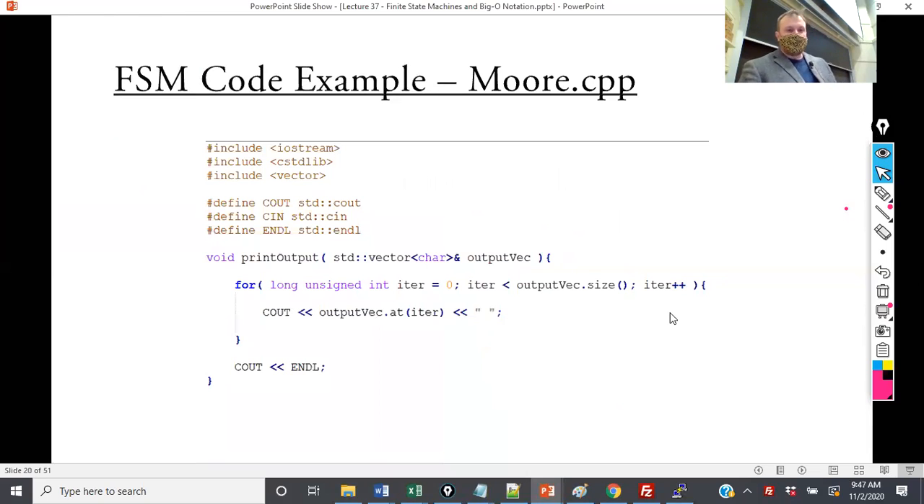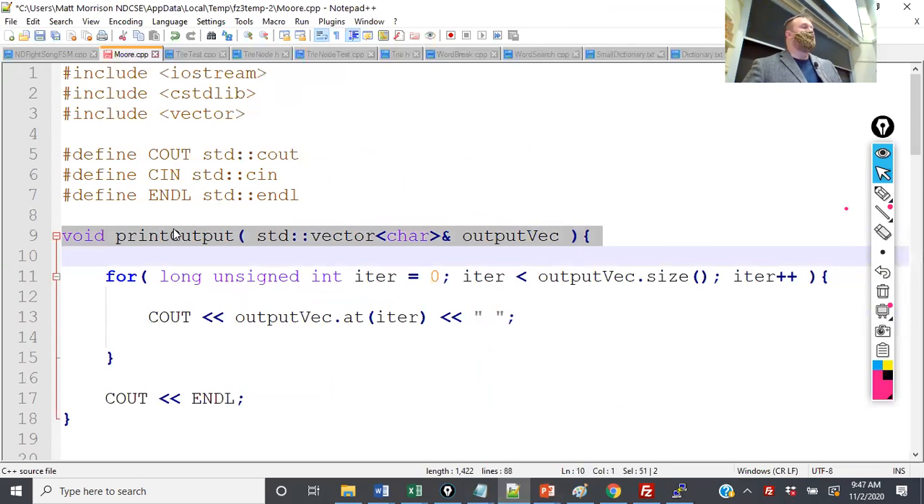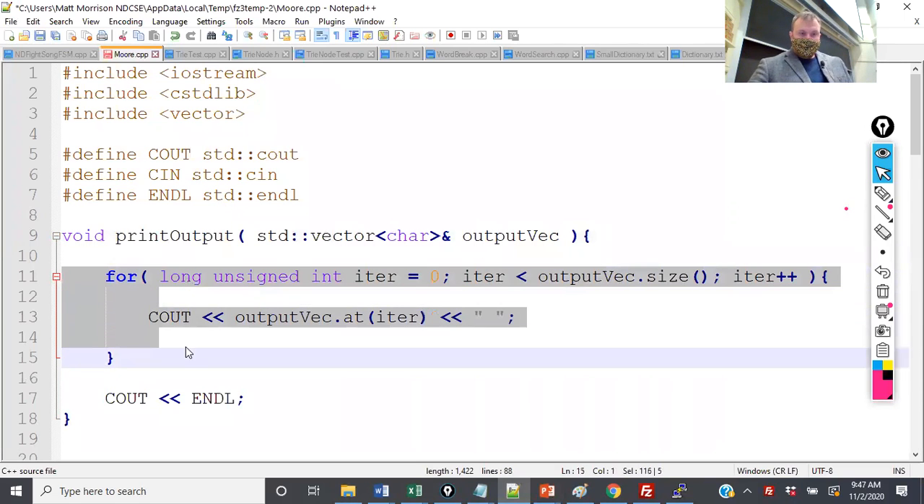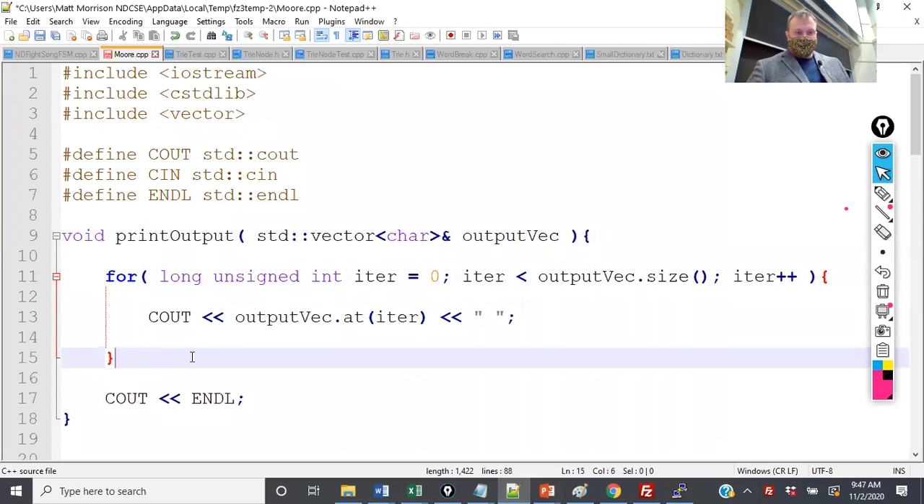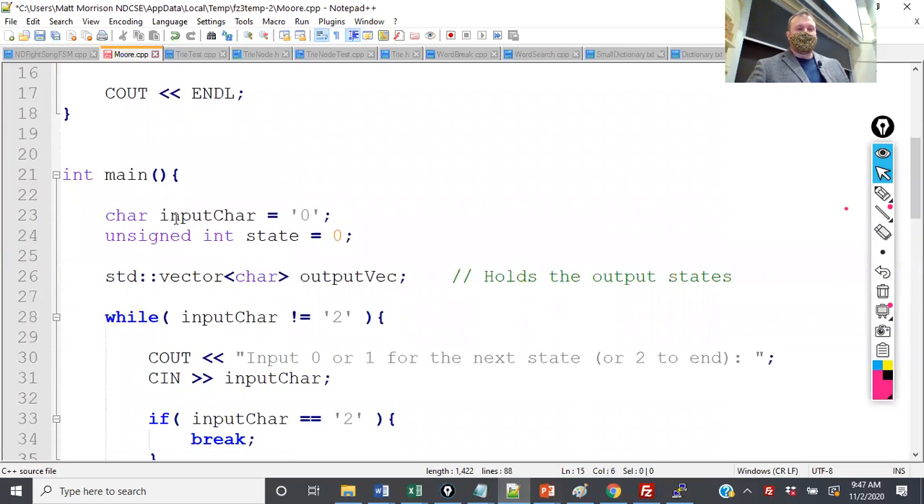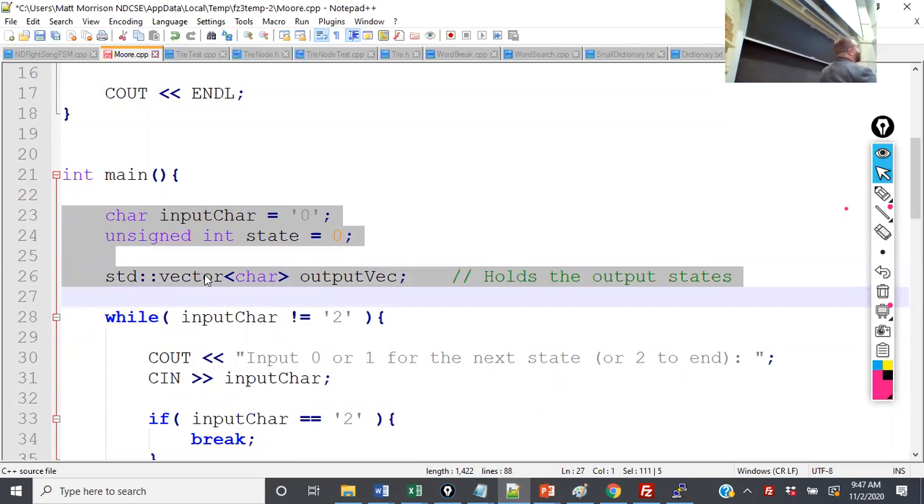And so what I've done is, in more.cpp, to review, I'm going to print the output. Each time through, I'm going to put the value that's inside of the state and push it back onto a vector. And what's going to happen is I'm going to print out the output when we're done. Inside main, I have char input char 0 and unsigned int state. And then I create that vector to store the outputs.